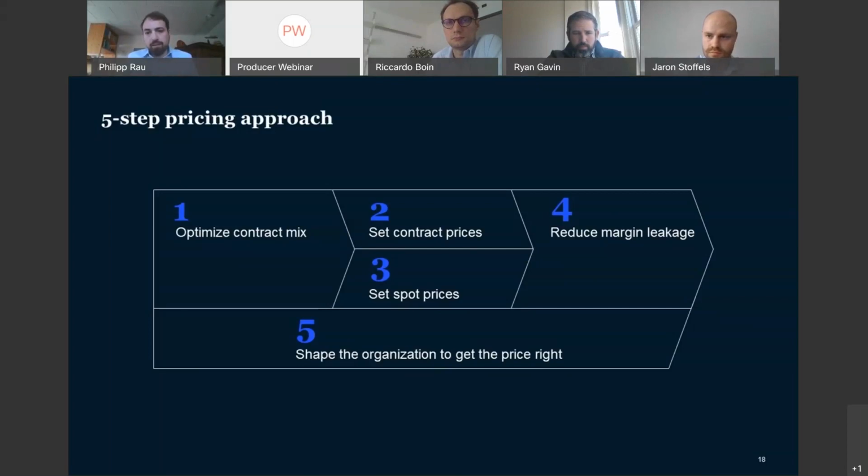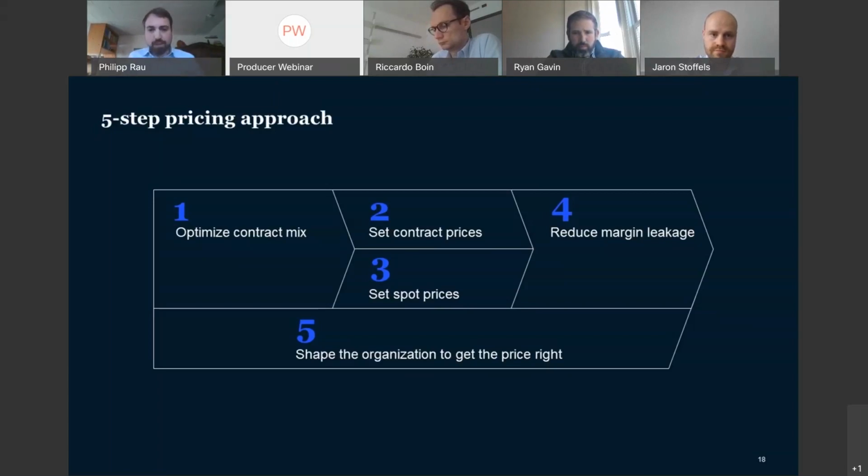And last but not least, reducing margin leakage is sometimes underestimated, but there's a lot of value that can be gathered from making sure that the full margin is captured and that extra costs for added services or waivers that happen downstream in the process are avoided.